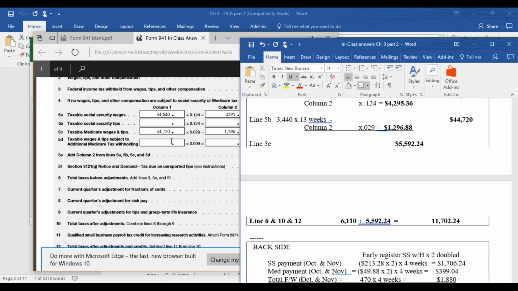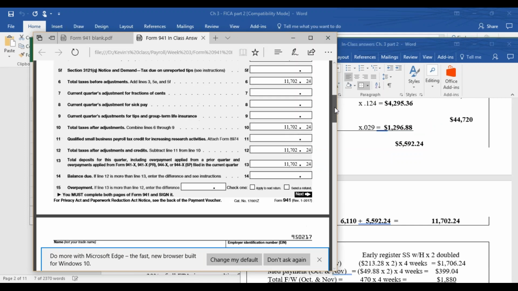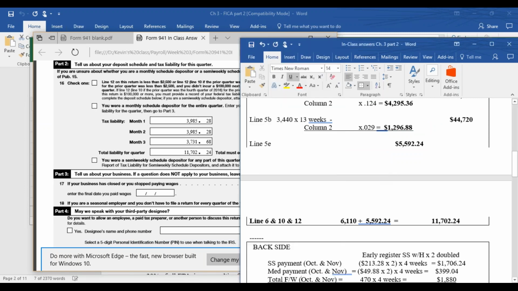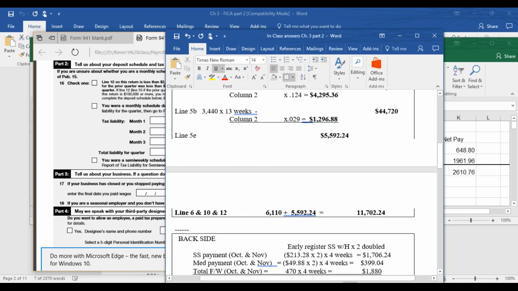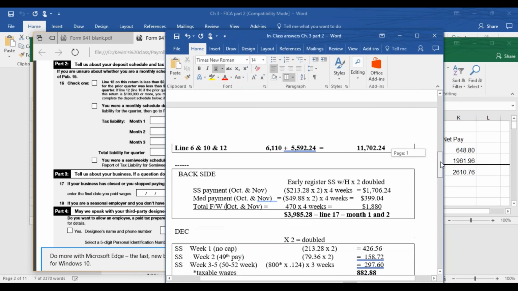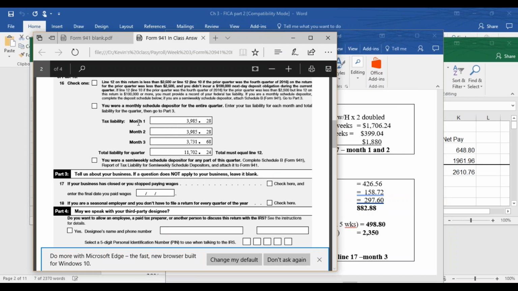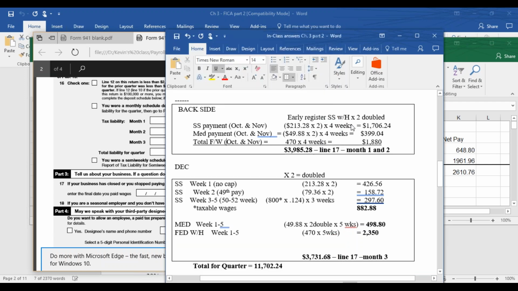Now we need to go to the back side and make sure, did we actually owe 11,702? We're going to fill in these months 1 through 3. Now the months of October and November are easy because nothing weird happened, no cap was hit. So what we have to do is for month 1, we have to figure out how much did the company owe in total during the month of October, all of the FICA taxes, so the employer and the employee, and federal. So let's just do them one by one.